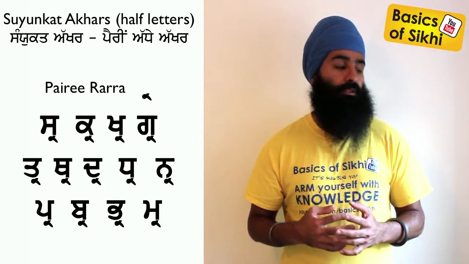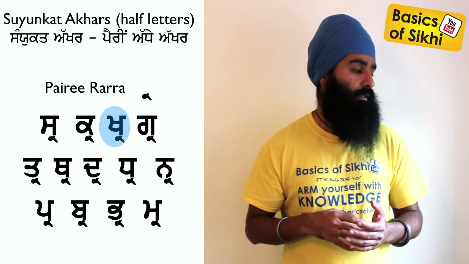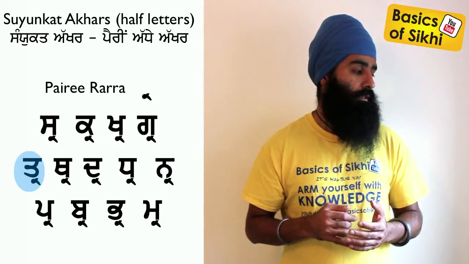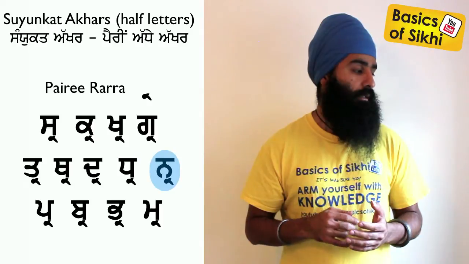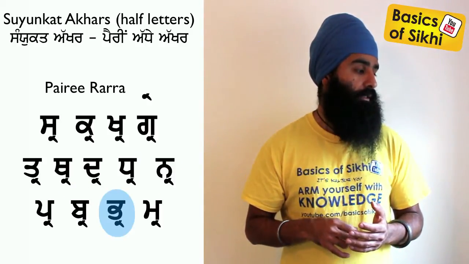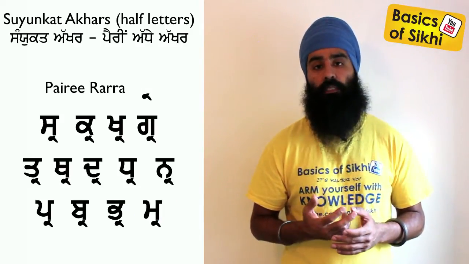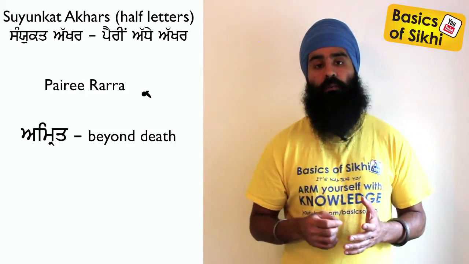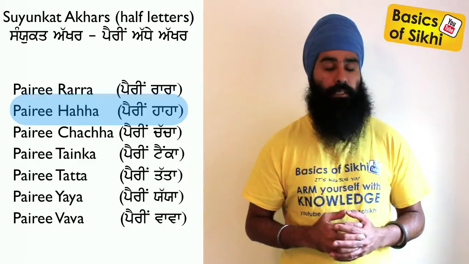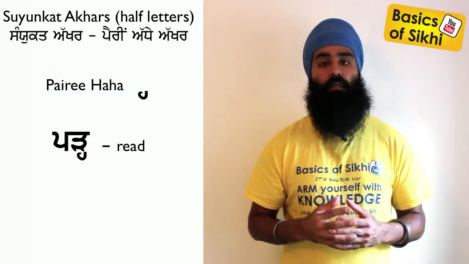So you will get it as sr, kr, khr, gr, tr, thr, dr, dhr, nr, pr, br, and mr. So quickly, you know mr, amrit, that comes up like that, with the rara, amrit. Now going on to the next one then, is pairee haha, h.